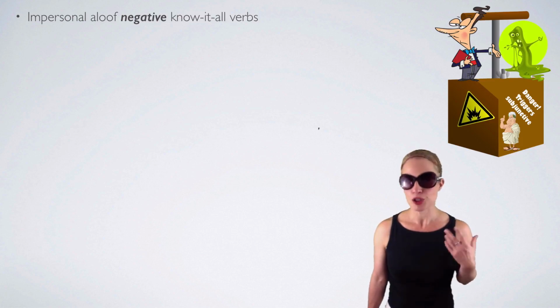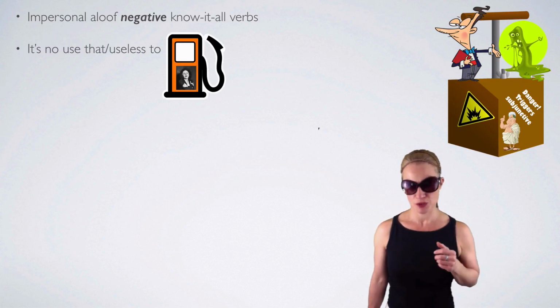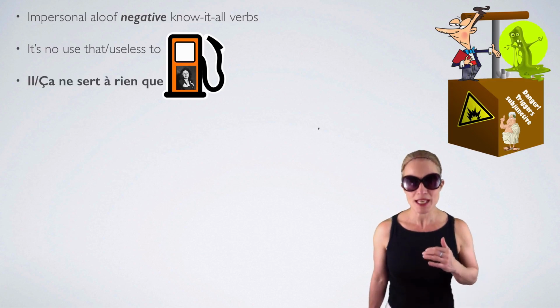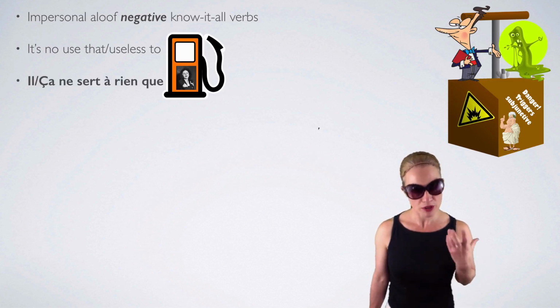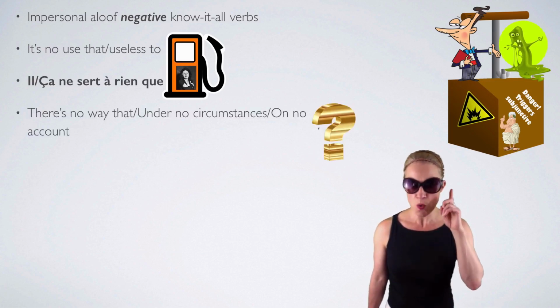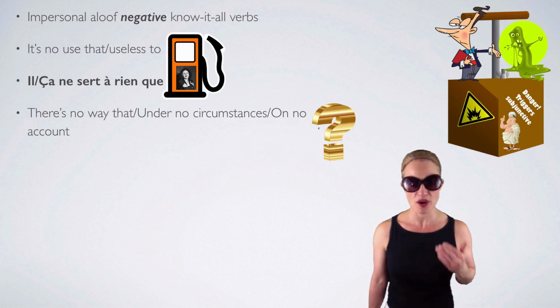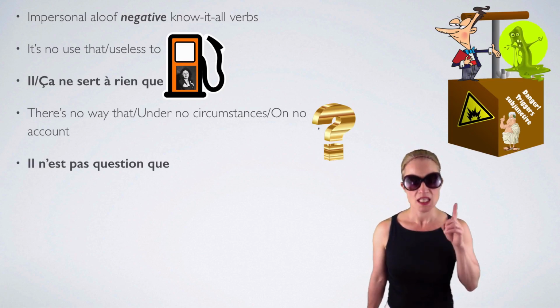More impersonal, aloof, negative, know-it-all verbs. It's no use that. It's useless to. Il ne sert à rien que. Or spoken French, ça ne sert à rien que. There's no way, under no circumstances, on no account. We've got a big question mark there. Il n'est pas question que.